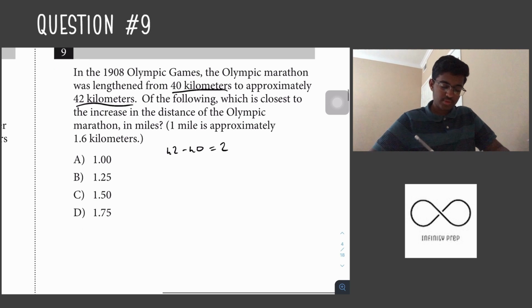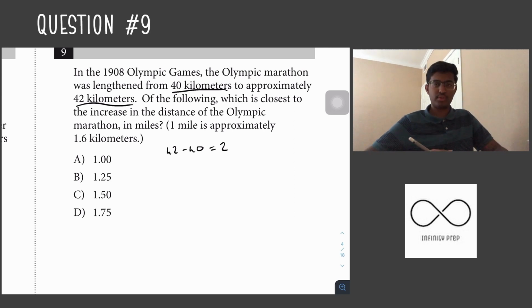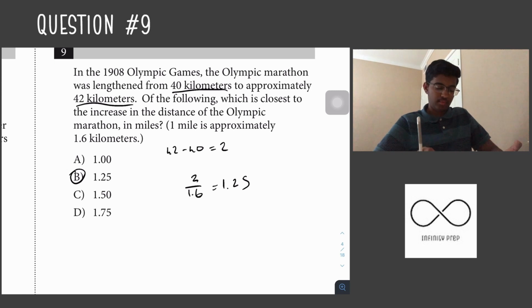And for 2 kilometers, there's approximately 1 mile in 1.6 kilometers. So we would divide 2 by 1.6 in order to get the number of miles. 2 divided by 1.6 is 1.25. So there's approximately 1.25 miles. There was approximately a 1.25 mile increase.